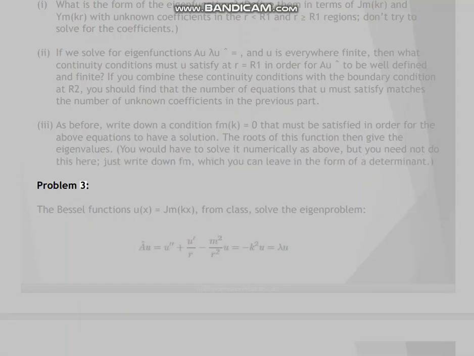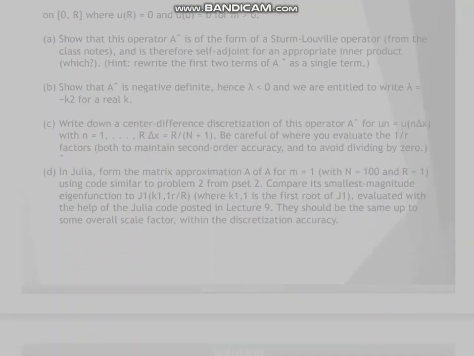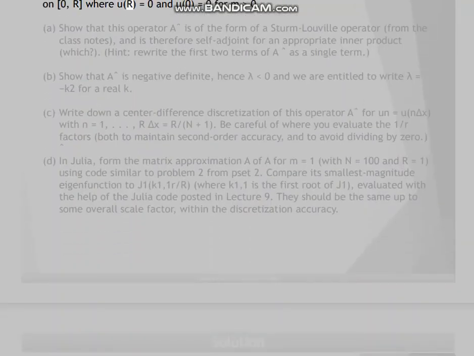Problem 3. The Bessel functions u(x) = J_m(kx), from class, solve the eigenproblem on 0 ≤ r ≤ 1, where u(r) = 0.